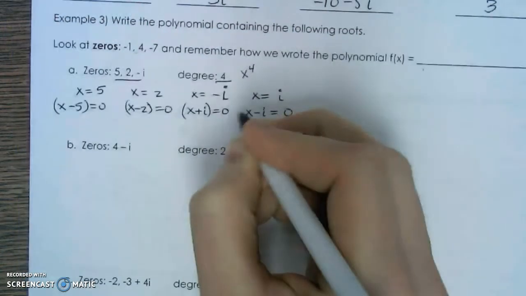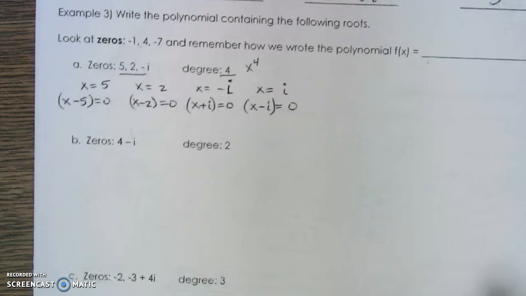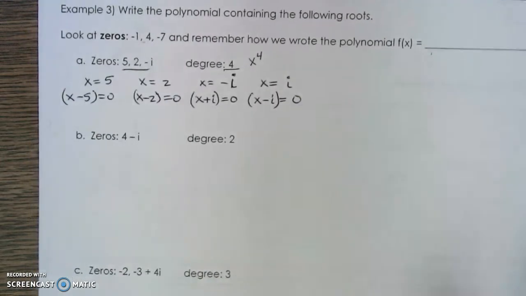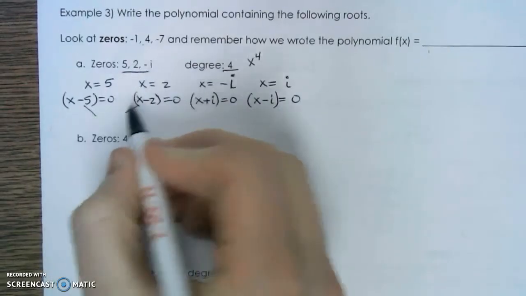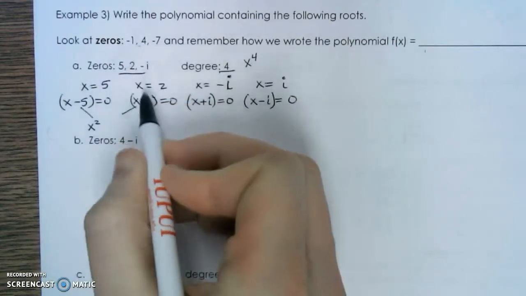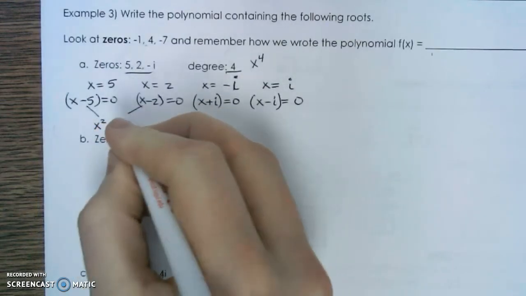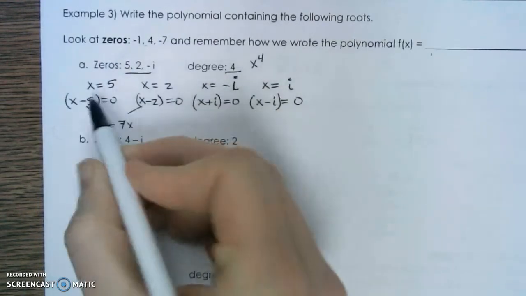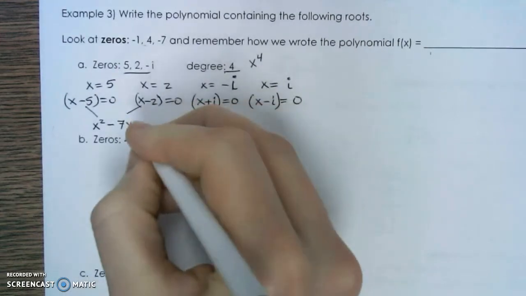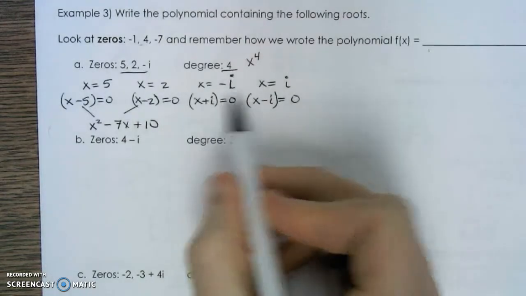So now we've got 4 factors that we can multiply back together to create the polynomial. You can only multiply 2 at a time. So if I multiply these two together, I get x times x, which is x squared, x times negative 2, and I have x times negative 5, so that's going to make negative 7x. And then I have negative 5 times negative 2, which is positive 10. So those make that.